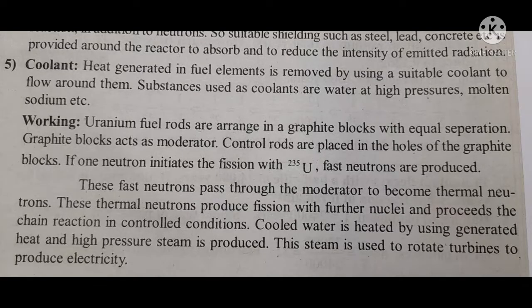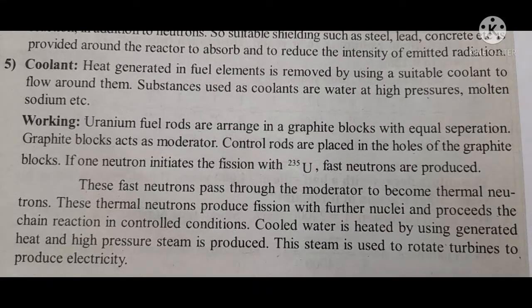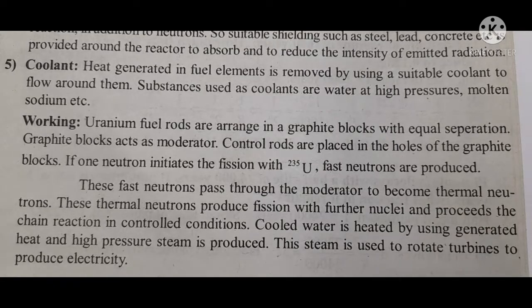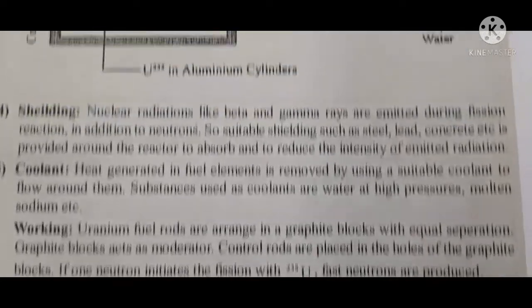So previously we already discussed all these things. These fast neutrons pass through the moderator to become thermal neutrons. Okay. These thermal neutrons produce fission with further nuclei and proceed with the chain reaction in controlled conditions. So they explain about the chain reaction. Cooled water is heated by using the generated heat and high pressure steam is produced. Now the steam is used to rotate the turbines to produce electricity.